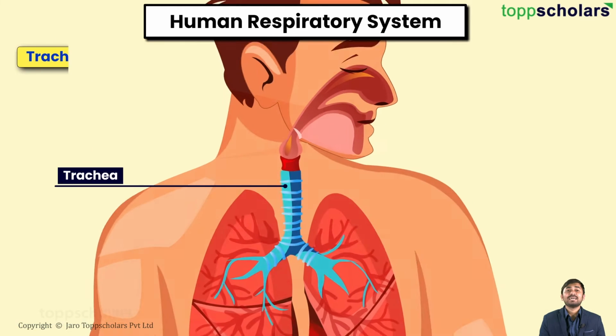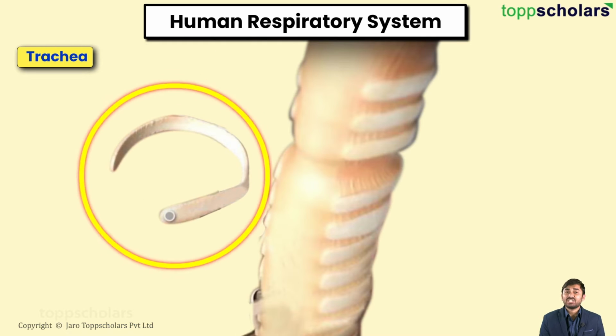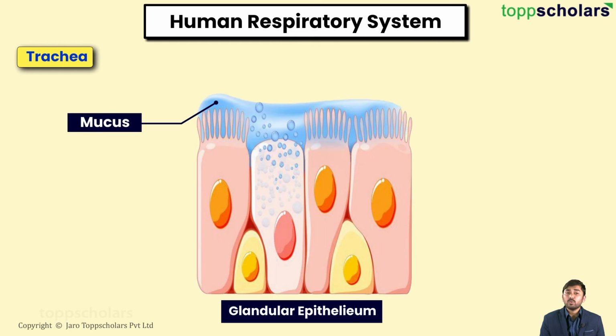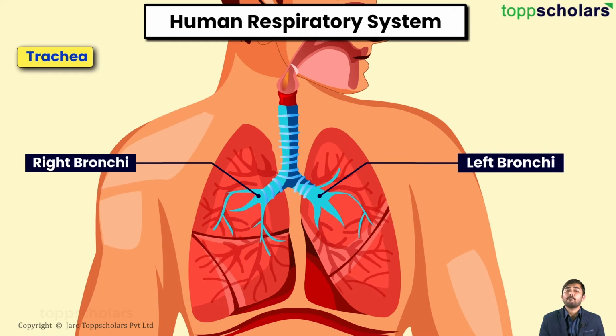The next part is the trachea, also known as the windpipe. Now this arises from the larynx, partly covered by the thyroid gland. The C-shaped cartilaginous rings provide flexibility to the trachea. The trachea is lined by glandular and ciliated columnar epithelium. Also, the mucus in the trachea keeps the tracheal wall moist and traps dust particles from inhaled air. After this, the trachea divides into bronchi.